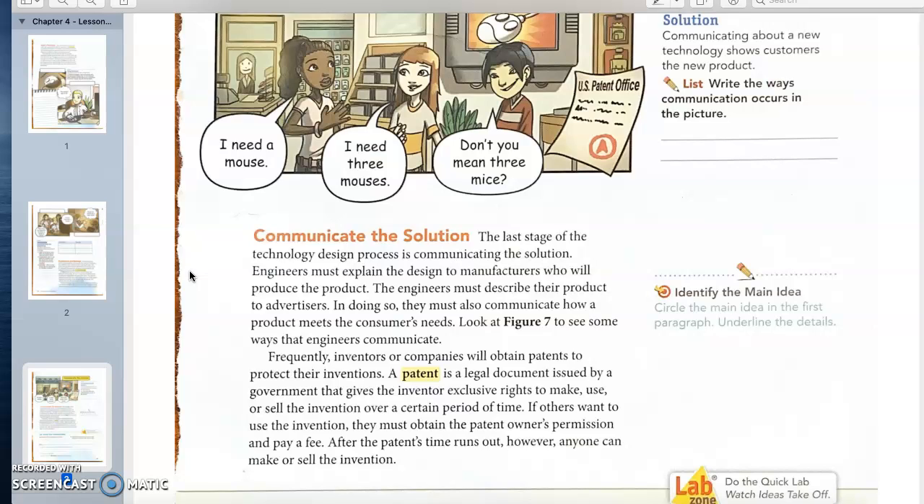Frequently, inventors or companies will obtain patents to protect their inventions. A patent is a legal document issued by a government that gives the inventor exclusive rights to make, use, or sell the invention over a certain period of time. If others want to use the invention, they must obtain the patent owner's permission and pay a fee. After the patent's time runs out, however, anyone can make or sell the invention.